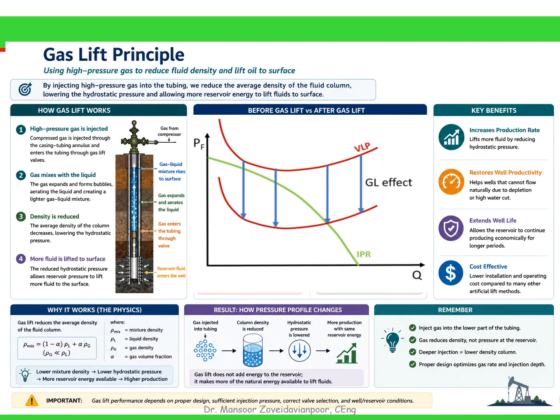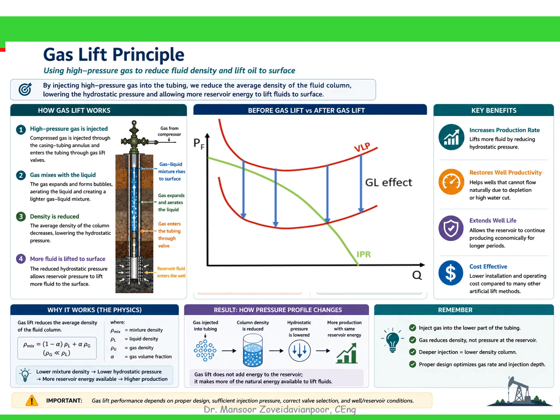In the center diagram, you can see this effect represented by the VLP curve shifting downward. The IPR remains unchanged because the reservoir hasn't changed. What changes is the lifting performance of the well. The result is a new operating point at a higher production rate.